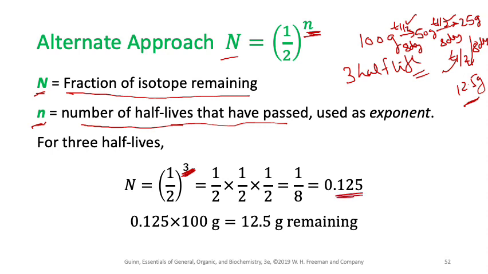This is the fraction of the isotope remaining. What's the starting amount? You started with 100 grams. So if you multiply the fraction that remains by the starting amount, you get how much is remaining: 12.5 grams, exactly the same number we just discussed on the previous slide. So it depends on which technique you think is easier. You can do it both ways.